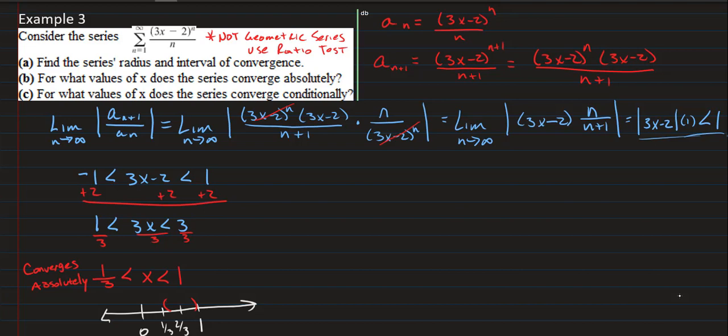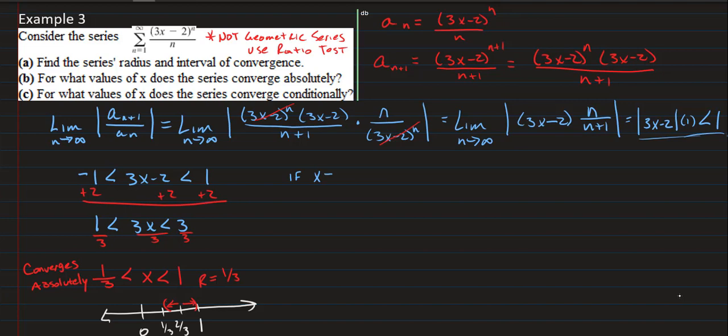What is the radius of convergence? The radius of convergence is 1/3 because the series is centered at 2/3, and the distance from 2/3 to 1 is 1/3, and the distance from 1/3 to 2/3 is also 1/3. Now we need to check the convergence of the endpoints.